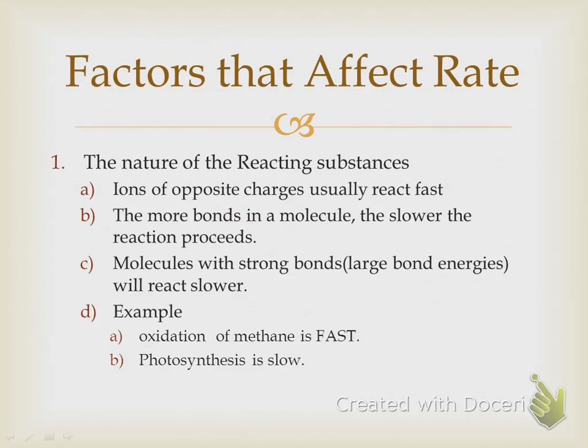Now, the first thing that we're going to look at is the nature of the reacting substances. If we're dealing with things that are in an ionic form, most likely they're going to react much faster because of the attraction of those ions. But when we look at larger compounds, we tend to notice that they are much slower. The reaction happens much slower because there are many bonds that need to be broken and the amount of time that it takes. Now, the third factor that we're going to look at here is if we have maybe a smaller compound that has a lot of strong bonds in it.